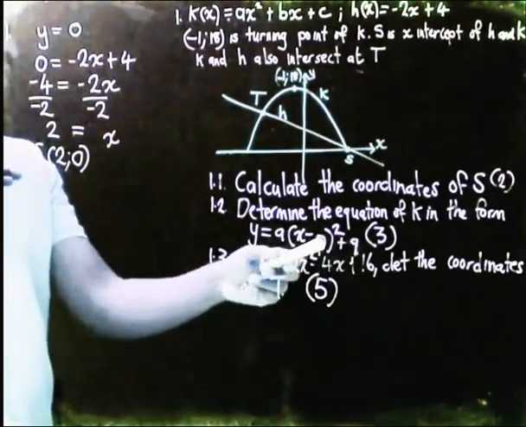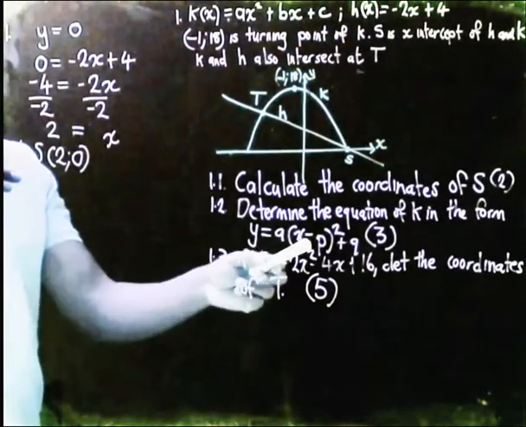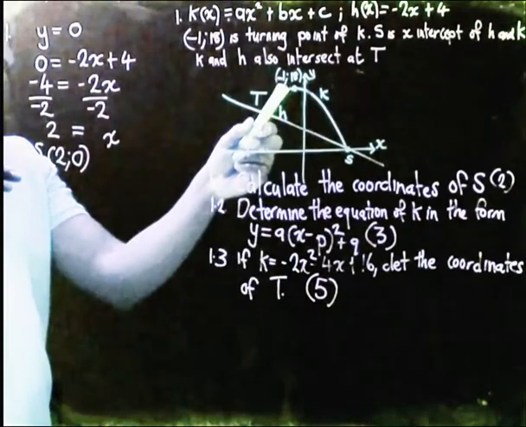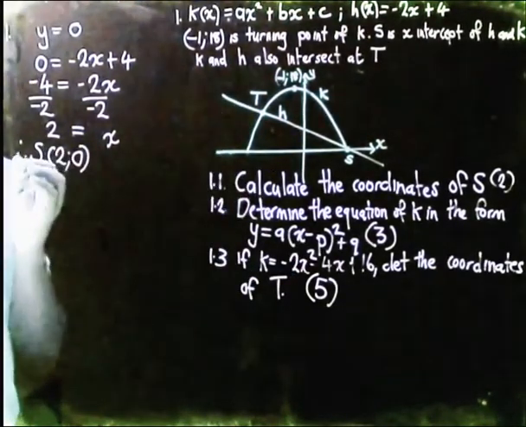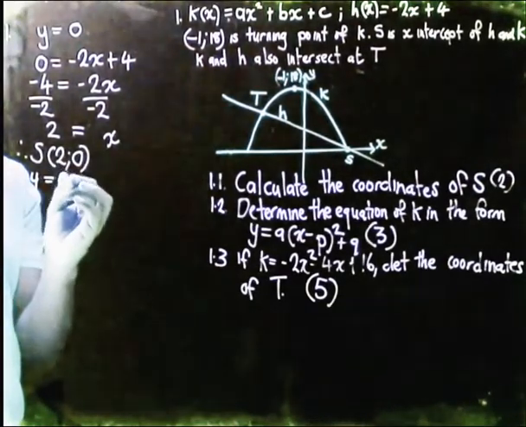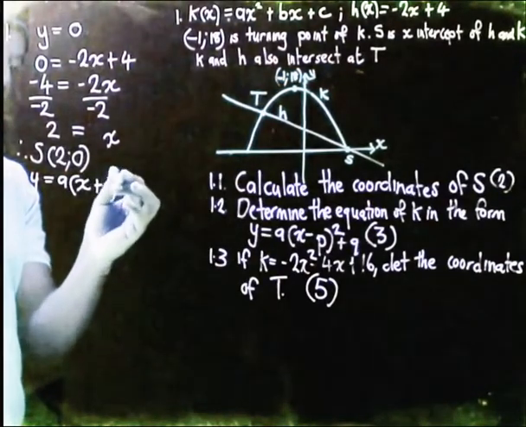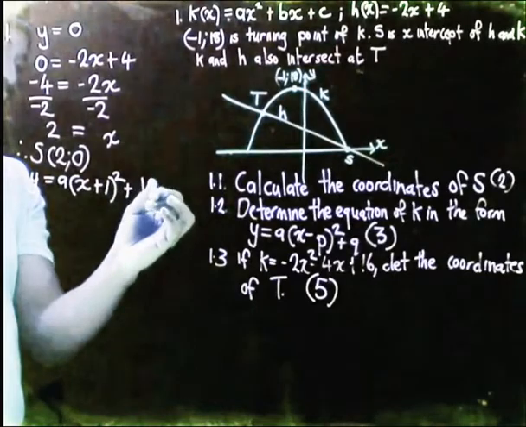So p and q are the coordinates of the turning point. But remember the trick with p, we always take the negative value. So here it's negative 1. When you transfer it, it becomes a positive 1. So number 2, I'm going to say y is equal to a(x plus 1) squared. The y value, always take it as is.